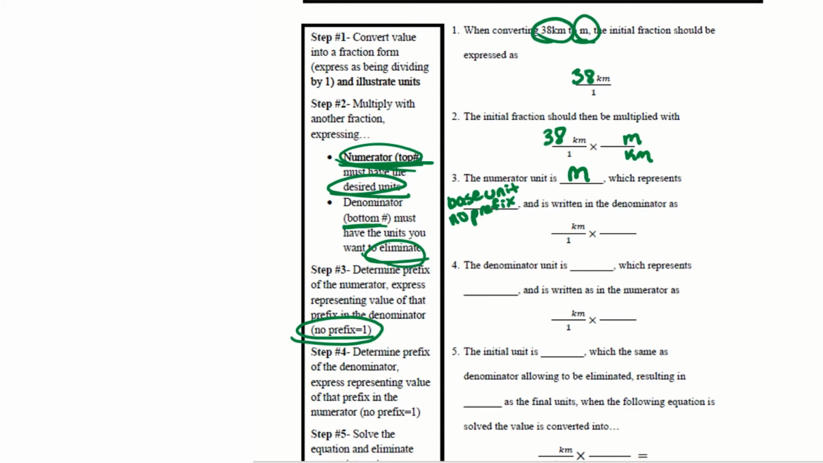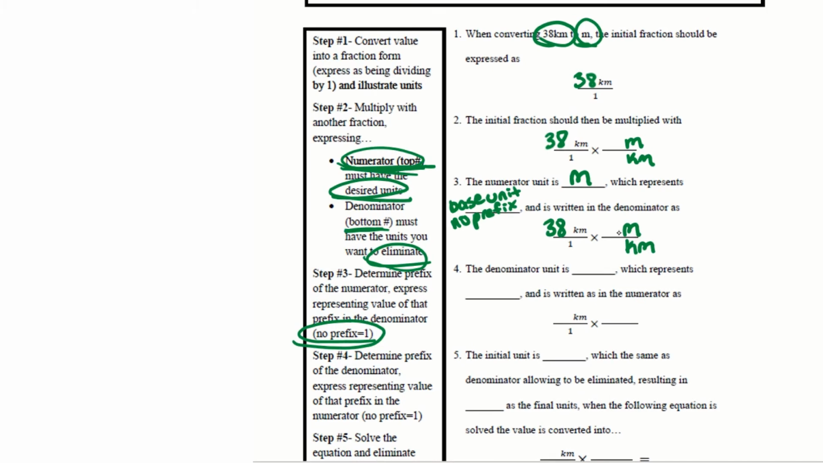So once again, let's write down everything that we know so far. We know that we have 38 kilometers divided by 1, and we have meters divided by kilometers. And now we know that because my numerator is meters and it has no prefix, it's a base unit, I'm going to write in a 1 in front of kilometers.